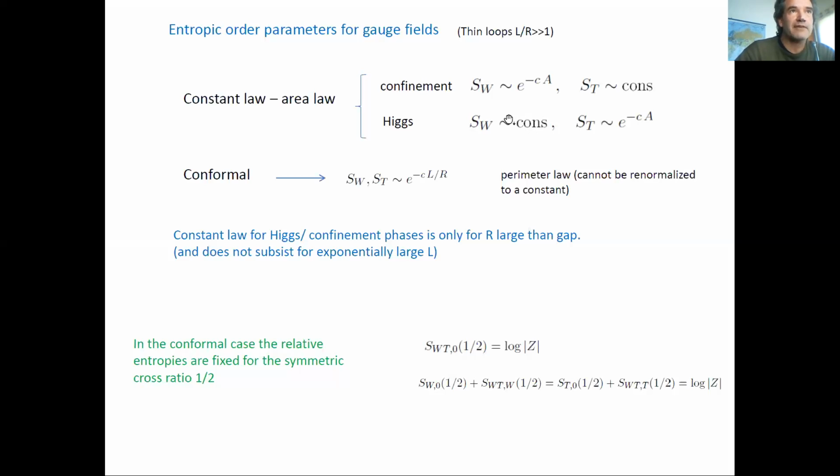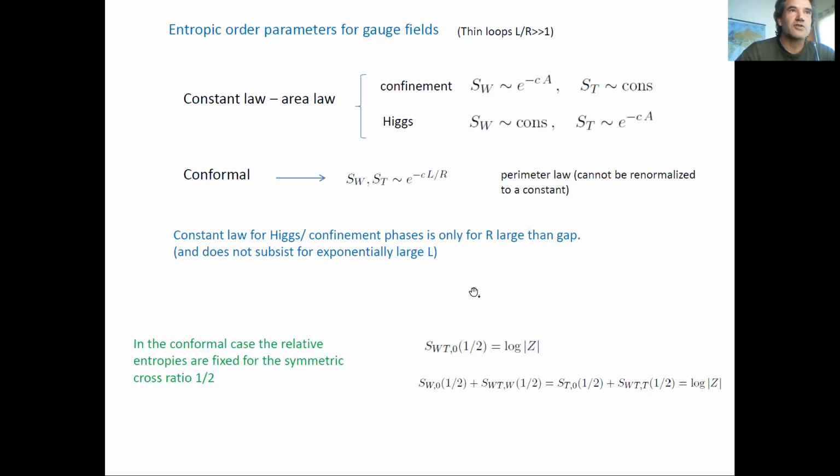In fact, even if you have a fat loop with a width bigger than the scale of symmetry breaking, and you keep this width fixed and increase just the length of the loop, if the length is large enough, you still have a perimeter law. So this is what is said here. For exponentially large loops, but with a fixed width, you cannot get away from a perimeter law. Of course it doesn't matter much, because it is a perimeter law for very large loops.